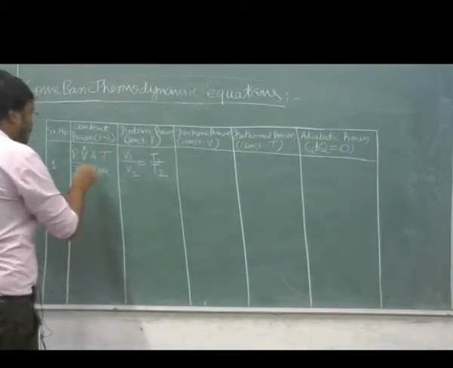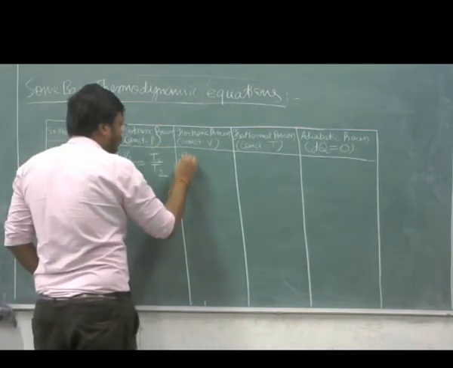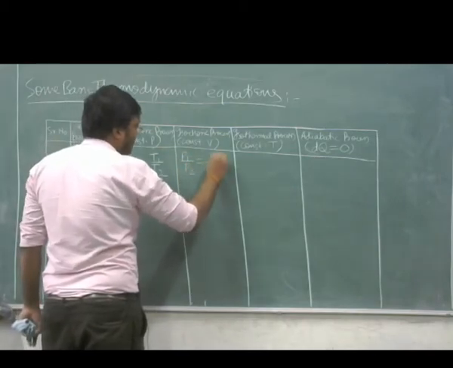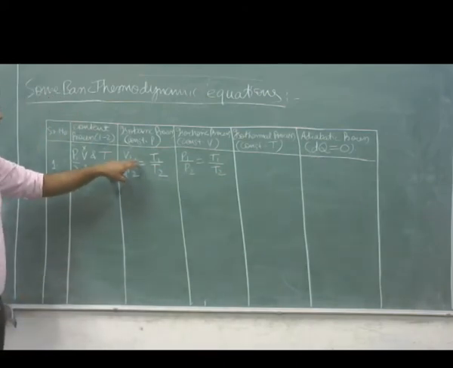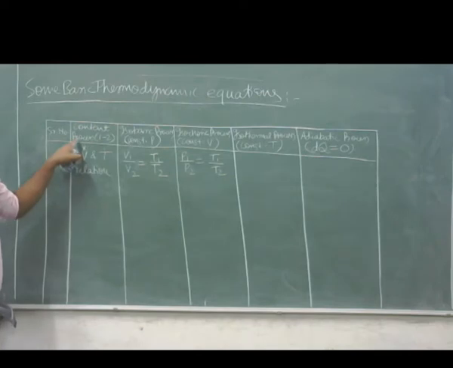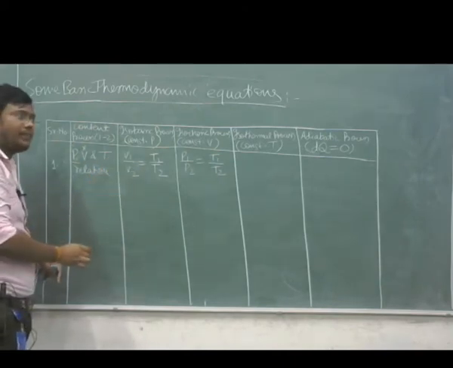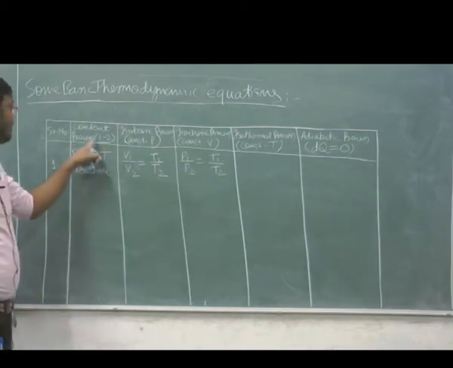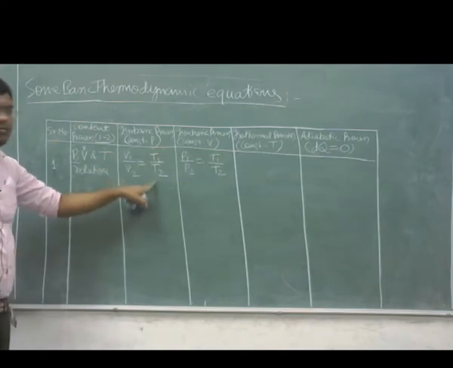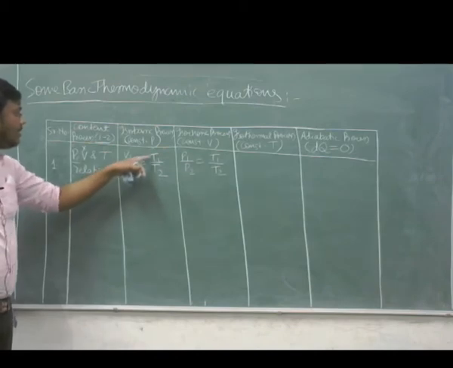So what will be the formula for the isochoric process, the constant volume process? P1 by P2 equal to T1 by T2. Why am I taking points 1 and 2? Because we are talking about the process between point 1 and 2. If the process is between point 3 and 4, then this will change into P3 by P4, T3 by T4. That depends upon the points we have taken.